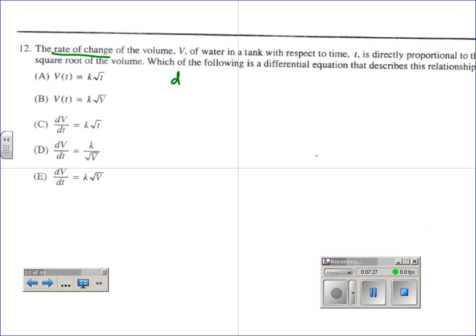Rate of change of volume, dV/dt, is directly proportional to, which means k, square root of the volume, meaning square root of V. So that is just e.